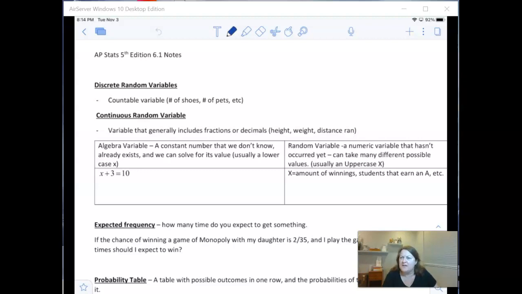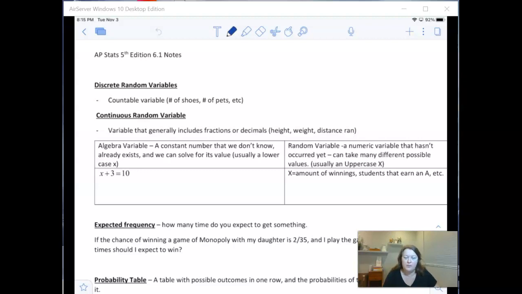So it's usually something that comes in whole numbers, like numbers of shoes, numbers of pets, numbers of people. Right? We generally don't talk about having 1.2 pets, right? So it's countable things. Continuous random variables are those that could come in fractions or in decimals.